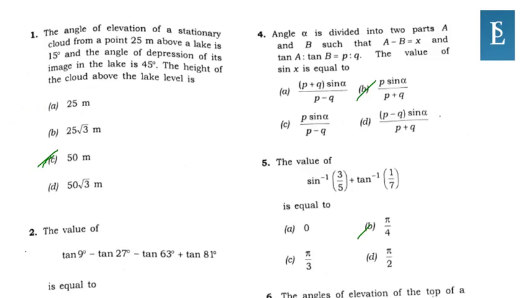The angle of elevation of a stationary cloud from a point 25 meters above a lake is 15 degrees, and the angle of depression of its image in the lake is 45 degrees. The height of the cloud above the lake level is? I have solved this question. This is 50 meters. This is a simple question of trigonometry. You can solve this question.